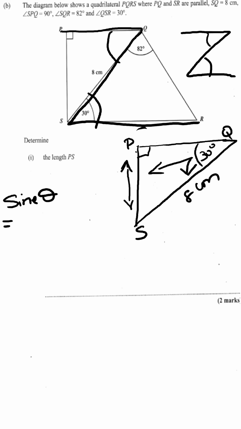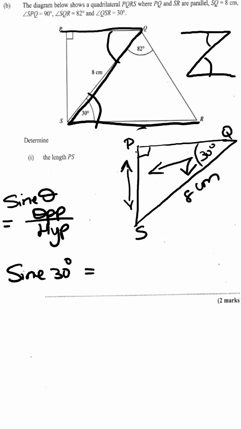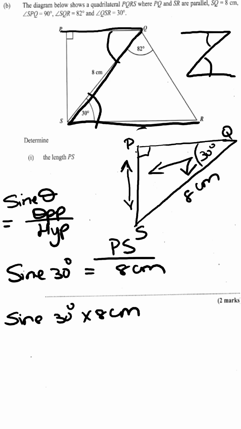Sine of the angle is equal to opposite over hypotenuse. So therefore, sine 30 degrees is equal to PS over 8 centimeters. Now, we take the 8 centimeters and we carry it over the equal sign. It would now become sine 30 degrees, and because it was divided on one side, it will now be multiplied by 8 centimeters, equal to PS.